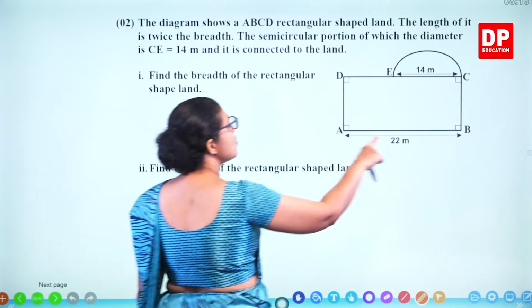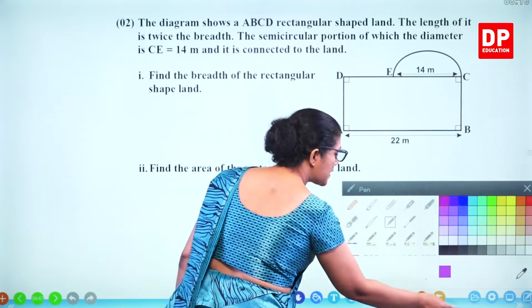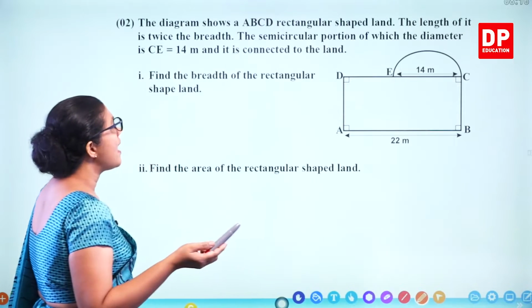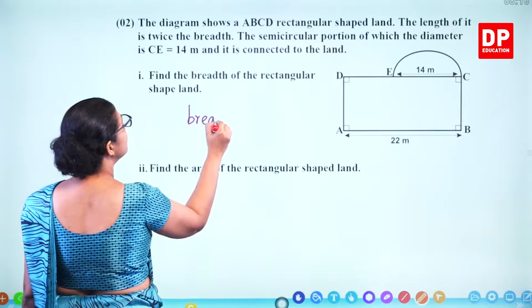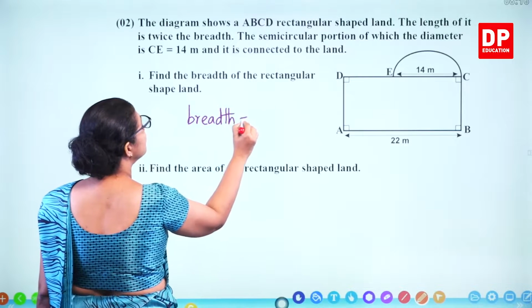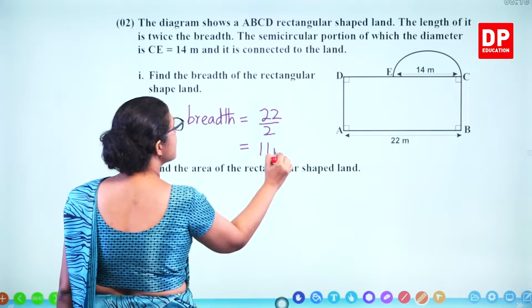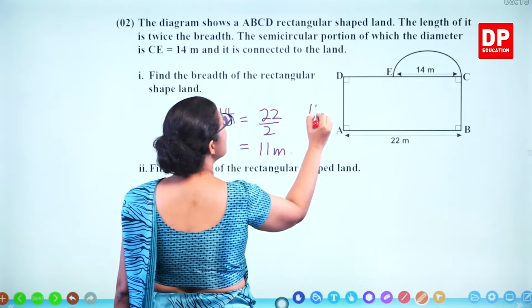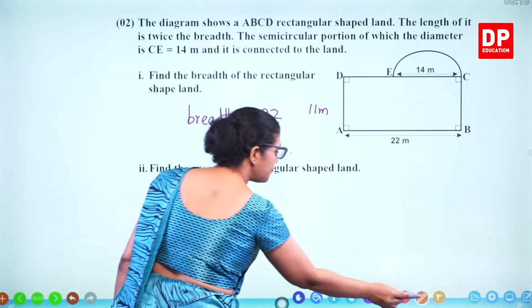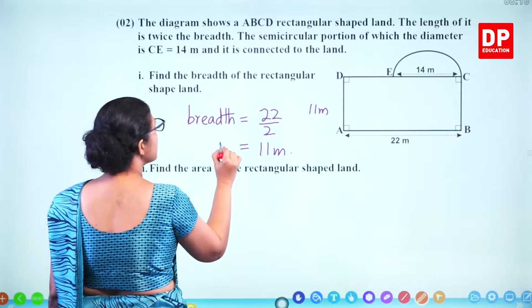So the length is 22. So breadth is half of it. It says length is twice as width. So what's the breadth? Half of 22, that's 11 meters. So this is 11 meters. So we can give 1 mark for that.